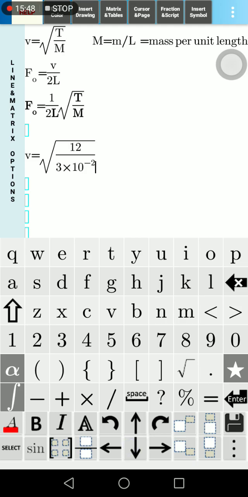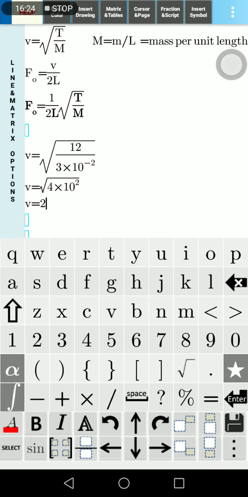Alright, so what do we do? Since this 10 to the power of minus 2 is at the denominator, having a minus sign, it can come up and have a positive sign, and then you also do 12 divided by 3, which is 4. That 10 to the power of minus 2, you take it up, it becomes 10 to the power of 2. Do you understand? So when you take the square root, square root of 4 is 2.